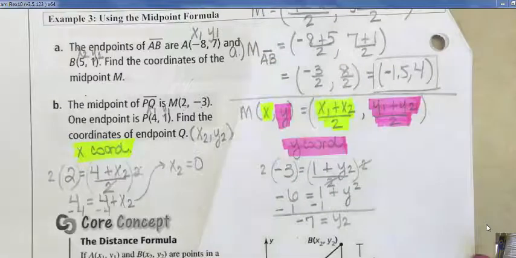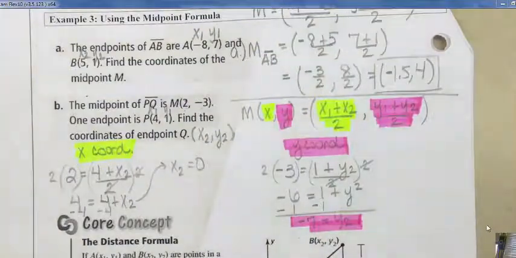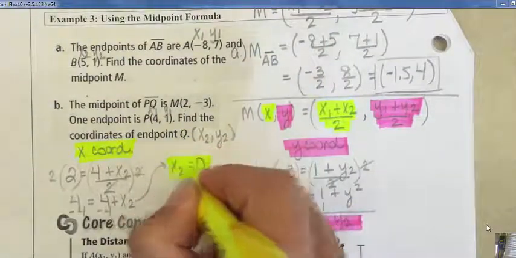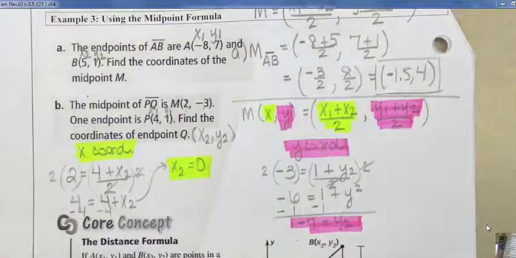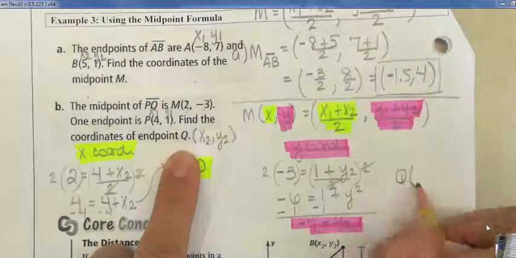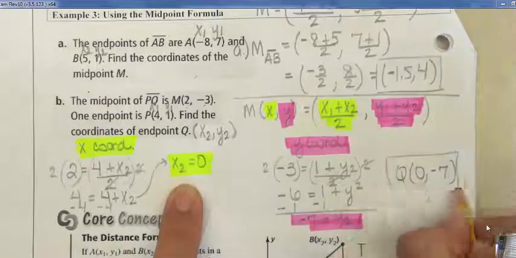Okay, so what I've just gotten is my y-coordinate and my x-coordinate of that other point. So I know that point Q is 0, -7, and that's my answer.